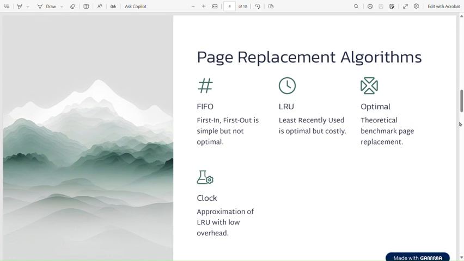Then page replacement algorithms. First one is FIFO, which is short for first in first out, which is simple but not optimal. Second one is LRU, which is short for least recently used, which is optimal but costly. Third one is optimal, a theoretical benchmark page replacement. Fourth one is clock, which is an approximation of LRU with low overhead.